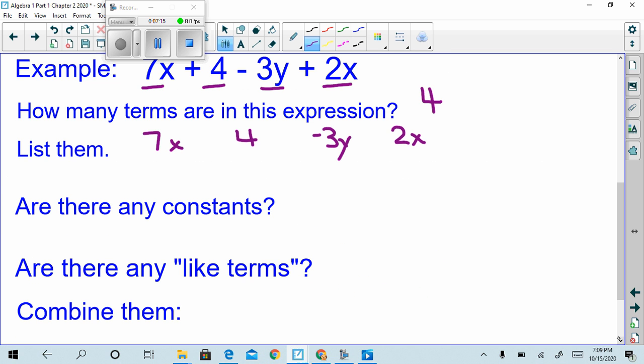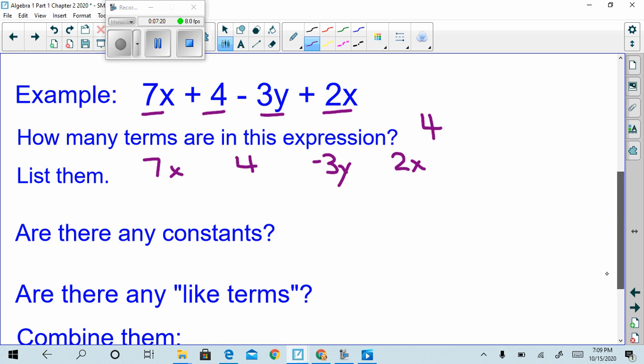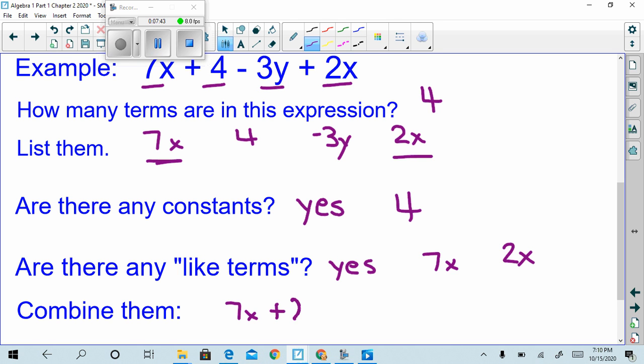Now the next question is, are there any constants? Well, that definition of constant says it's a number without a variable. The answer to that is yes. What is the constant? It's 4. Are there any like terms? Same variable raised to the same power? That would be another yes. And those 2 terms are 7x and 2x. So they want me to combine them. So 7x plus 2x would give me a 9x. Because they're like terms, I can add them.